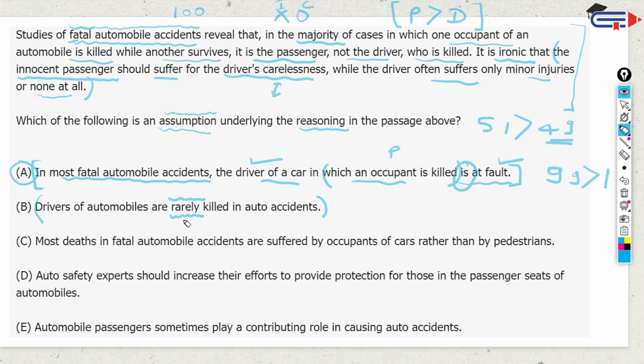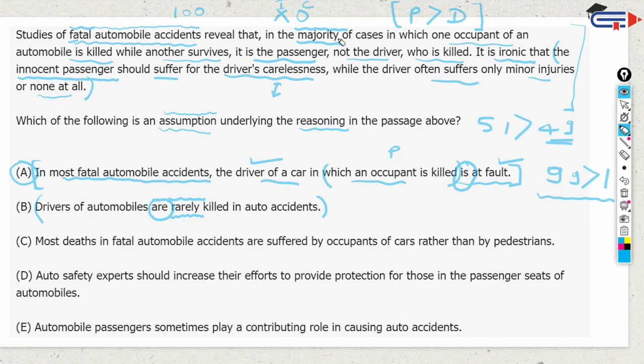Okay, so this "rarely" indicates only a very extreme scenario, whereas the other kind of scenario is not expected or referred to in the passage. The passage only talks about the majority. So this is an extreme assumption. This is not true. Let's negate it. Drivers are not rarely killed. Drivers are also equally or maybe more often killed. Okay, that would be the negation.